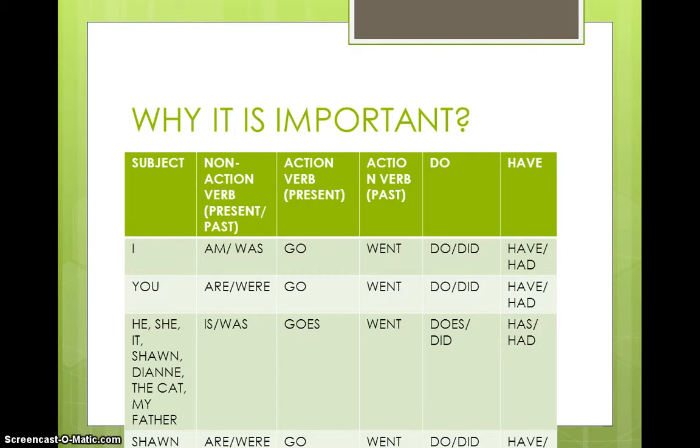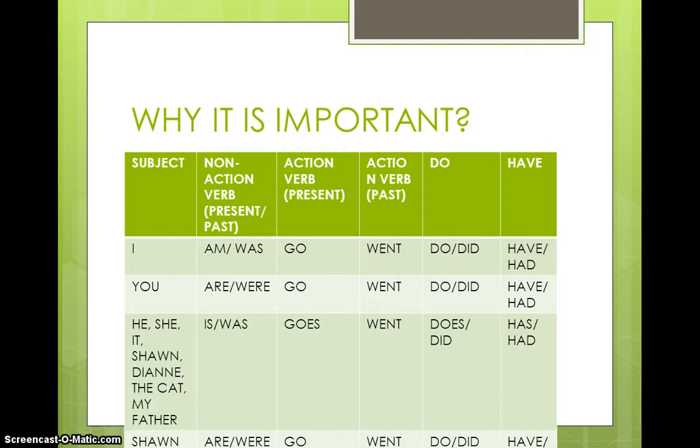Okay, now, why is the subject-verb agreement so important to be applied? It is very simple. It helps you to identify which verb agrees with certain subjects. What I mean by subject is here, like I, you, he, she, it, Sean, Diane, the cat, my father, Sean and Diane, okay, the cats, more than one, alright. And it will definitely show your level of competency in speaking in English. It is definitely that simple.